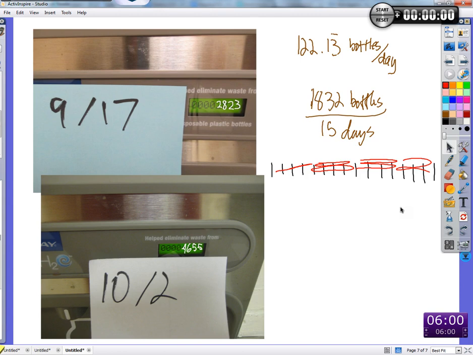Well, this is what place? 1,000. Go up to 10 million bottles. Actually, it'd go up to 99 million.